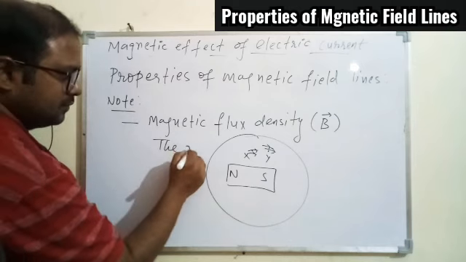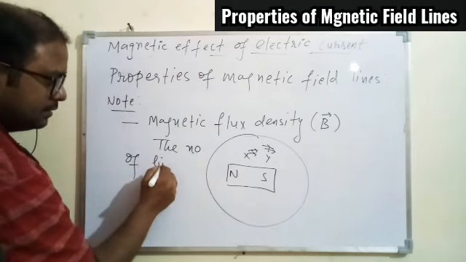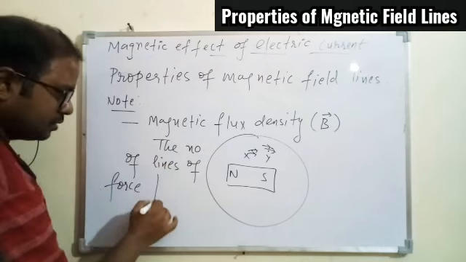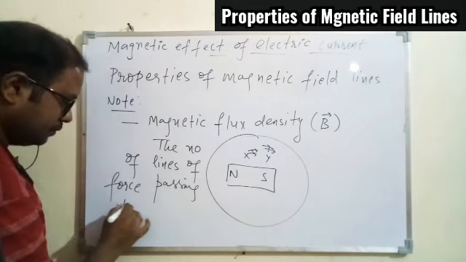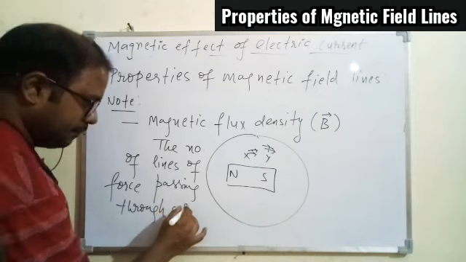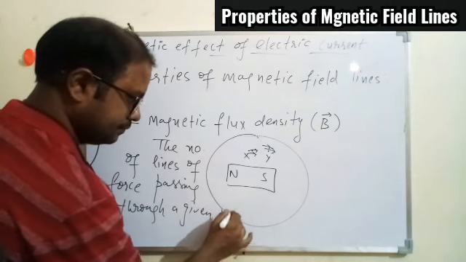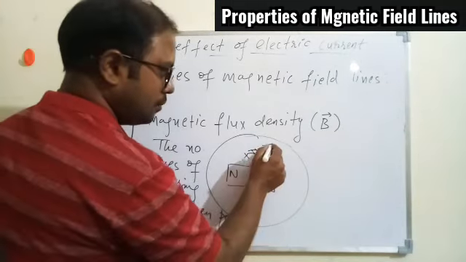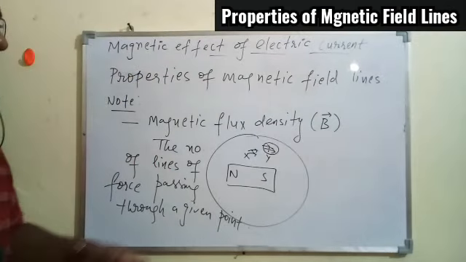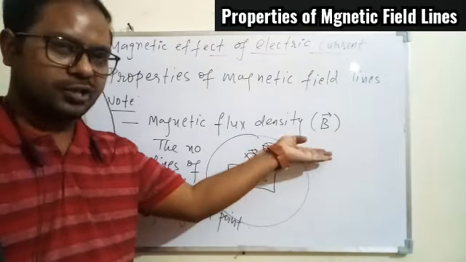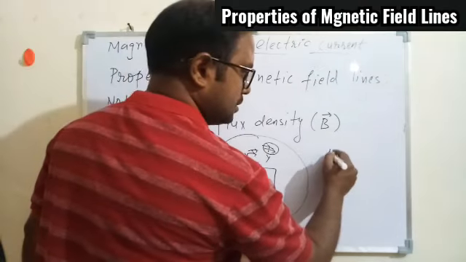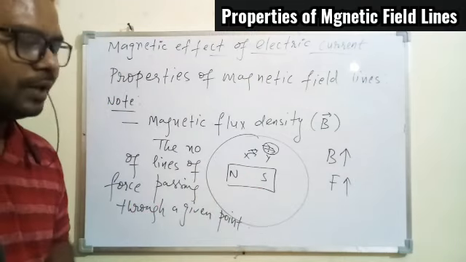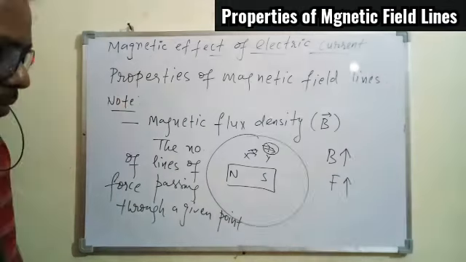So we can say it is nothing but the number of lines of force, that is, magnetic lines of force, passing through a given point within the magnetic field. Am I clear? So how many field lines are crossing this point will decide the magnetic flux density at that point. So it is understood, if this B is high, the magnetic force will be high, and if it is low, the magnetic force will be low. So this you have to remember.